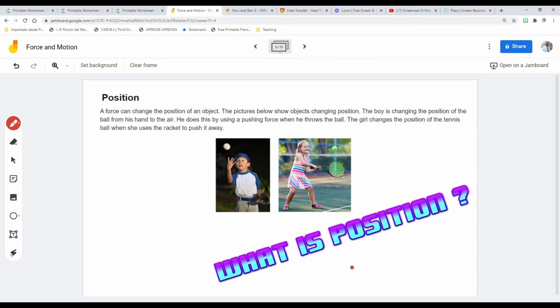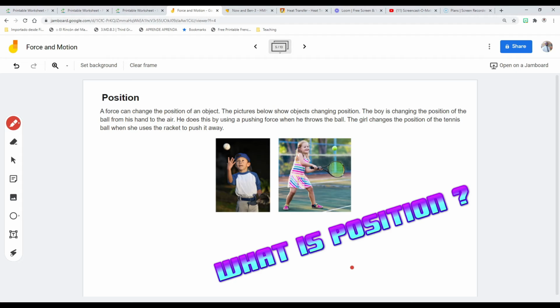What is position in objects? That's our big question. Position. A force can change the position of an object. The force you apply to a ball can affect its position when you throw that ball. The picture below shows subjects changing position. The boy is changing the position of a ball from his hand to the air. He does this by using a pushing force when he throws the ball. When he throws, the ball goes far away from him. That's what we learned on the slide before this one.